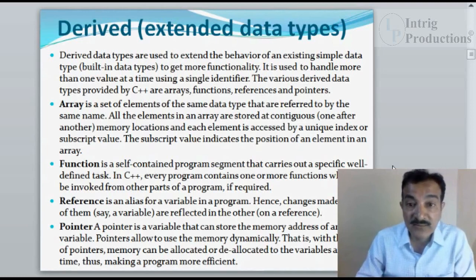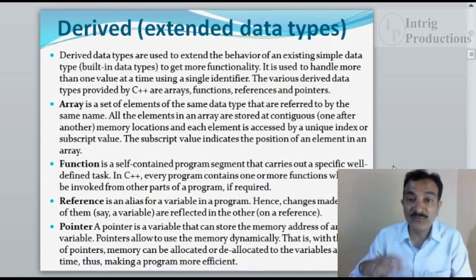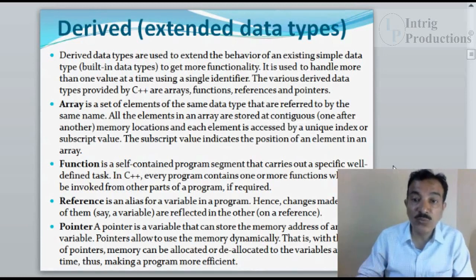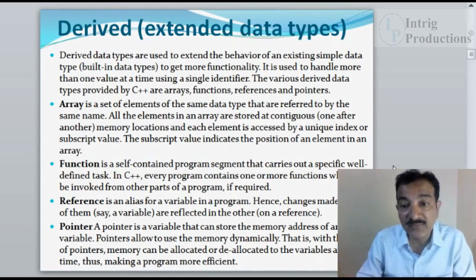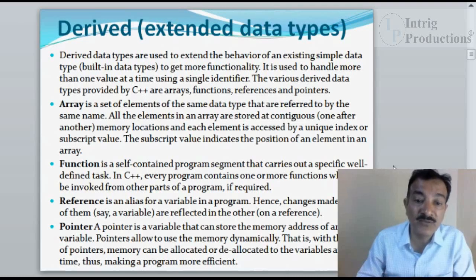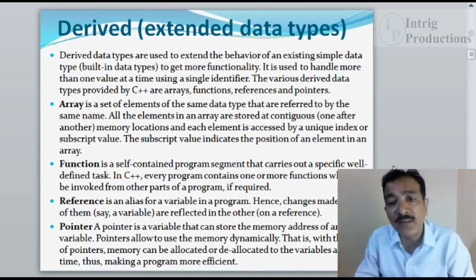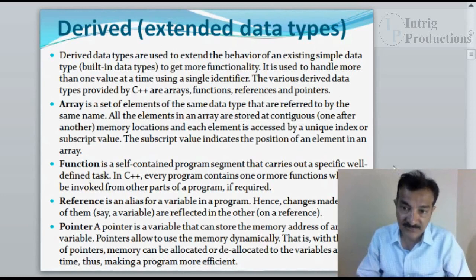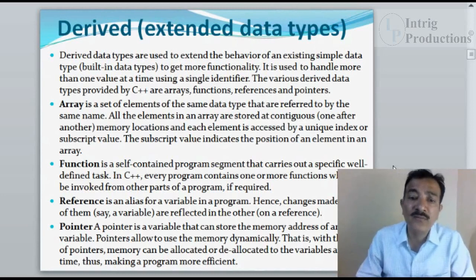The second derived data type is function. A function is a self-contained program segment that carries out a specific well-defined task. So if you have a particular well-defined task, you want a separate program segment to do that task. In C++, every program contains one or more functions which can be invoked from other parts of the program.